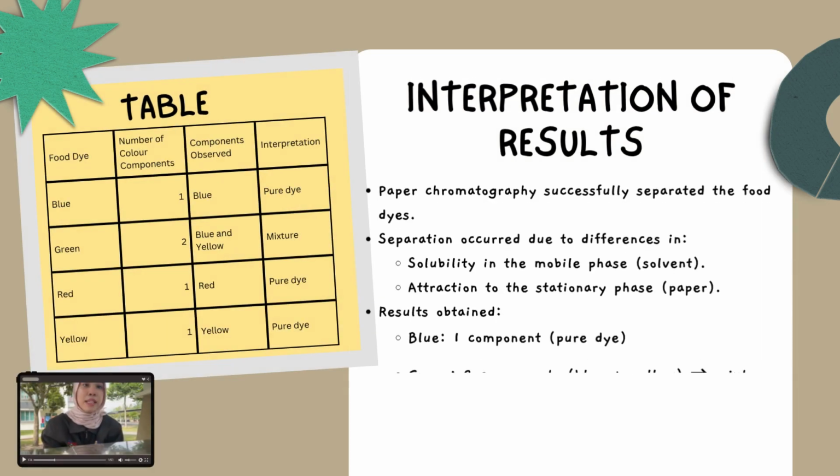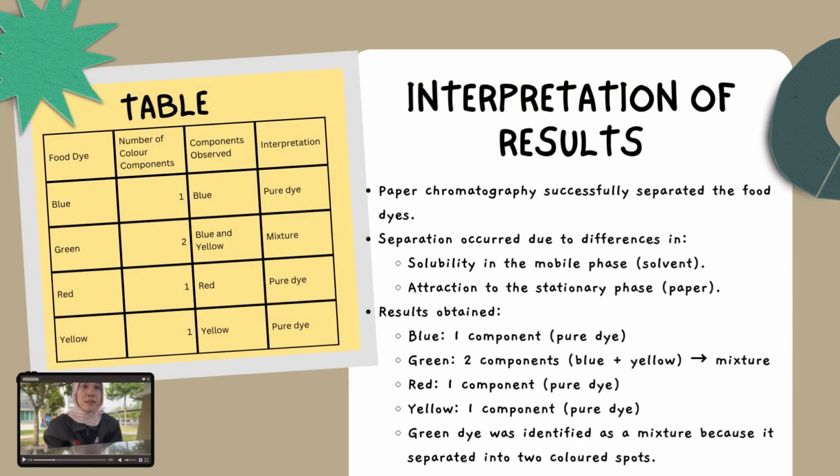Now, I will explain the interpretation of our result. The paper chromatography experiment successfully separated the food dyes into their individual components. This separation happens because each dye has a different solubility in the solvent, which is the mobile phase, and a different attraction to the paper, which is the stationary phase.